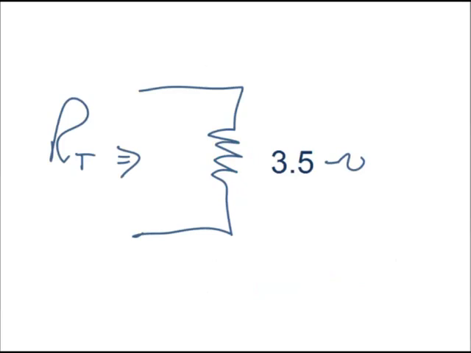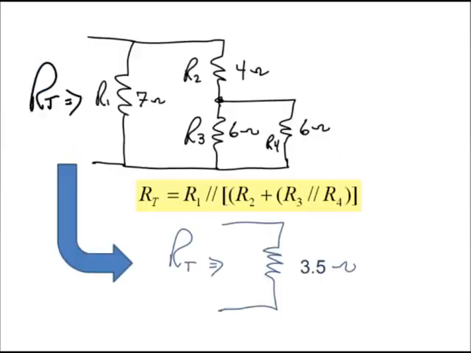Finally, we draw the single resistor that represents the total resistance of the series parallel combination circuit that we just solved. So that's how we can take a series parallel combination circuit and break it down into a single value of equivalent resistance, the total resistance, using graphical methods.